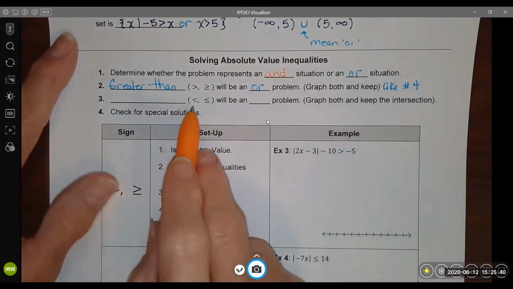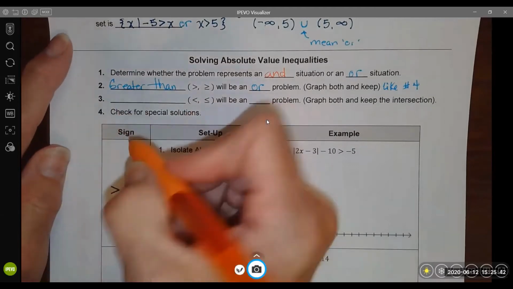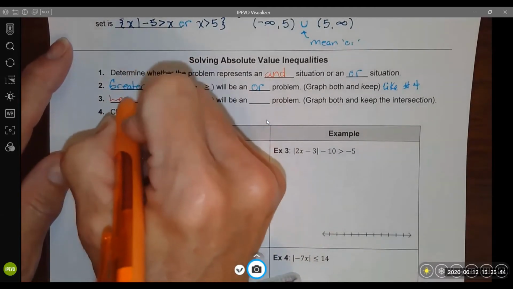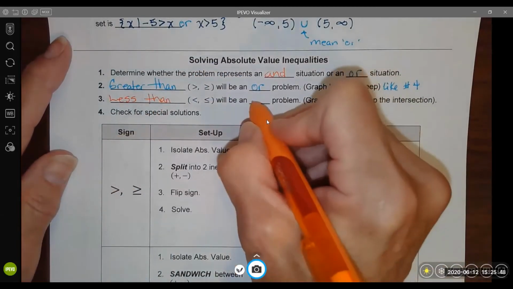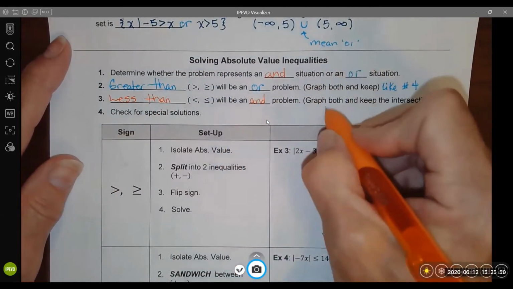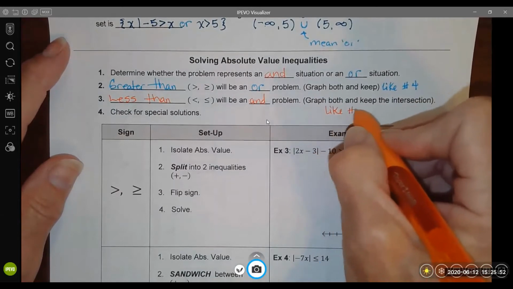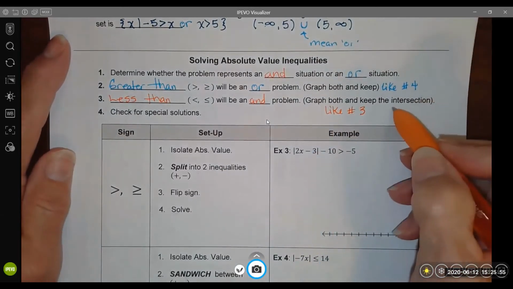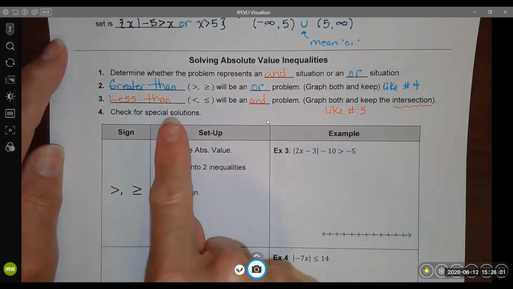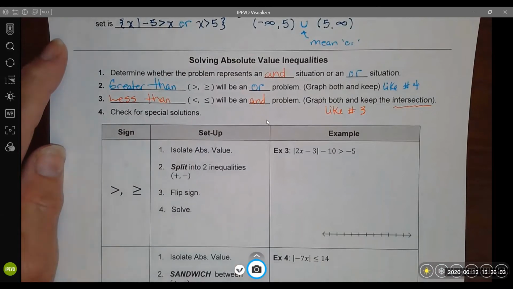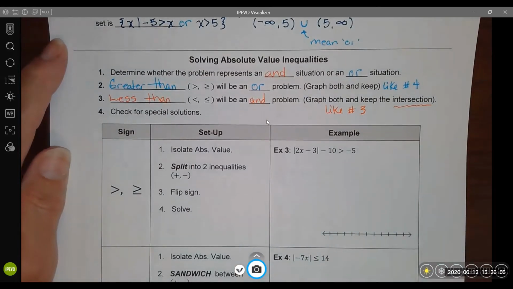If, however, I have a less than or equal to, so if I'm less than, then that is going to create a sandwich or an "and" problem. And my solutions are going to live in the intersection or inside those two solutions. And then we will talk later about what special solutions are. We're not going to worry about those for the moment.